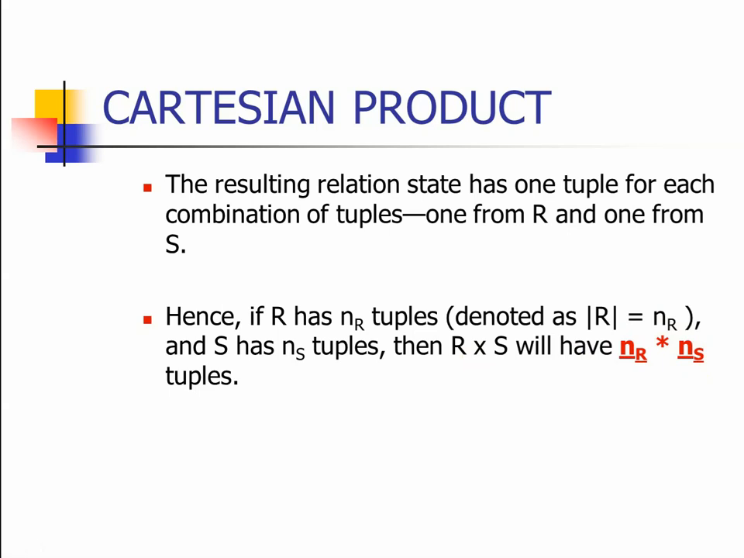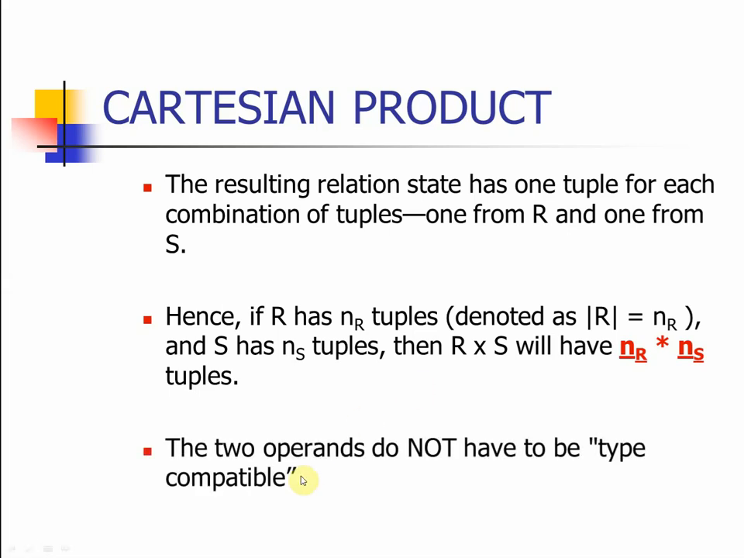Of course, it's not very meaningful at this stage because what's really useful is the join operation. But before we look into the join operation, we need to understand how the computer works in the background of the join operation. So the two operands do not have to be type compatible because it simply tries to create all possible combinations of the two tables mixed together.